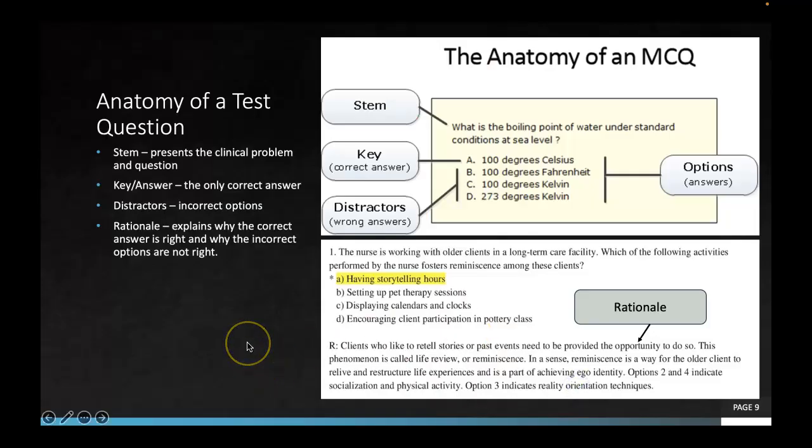All right, so just very quickly, the anatomy of a multiple choice question. The stem, which we talked about a little bit already, presents the clinical problem or the question. This is what you want the nurse to do. The key, which is the correct answer. Distractors, which are your incorrect options. And then the rationale, which we've also talked about, explains why the correct answer is right and why the incorrect options are not right.